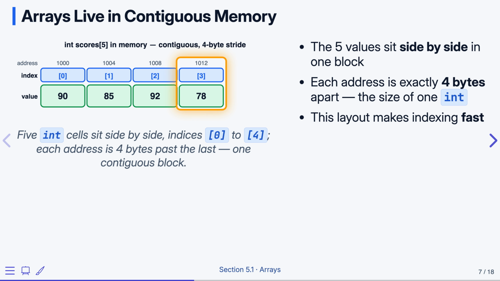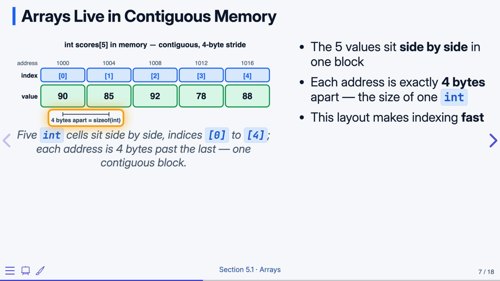Index 3, value 78, at address 1012. Index 4, the last slot, value 88, at address 1016. Look at the addresses. Each one is exactly 4 bytes after the last, because one int is 4 bytes. That is what contiguous means, and it is what makes indexing fast.